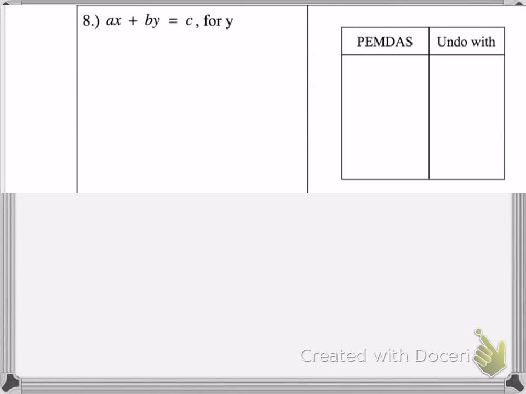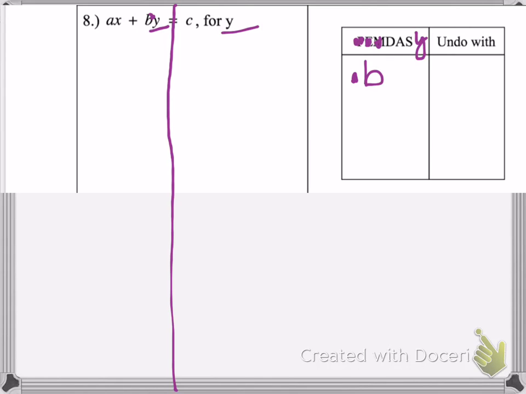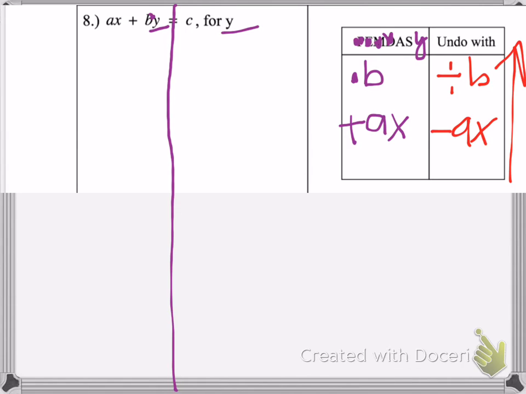Next, we're trying to solve for y. Again, this is an actual situation that's going to come up later on in the year. So what are we doing by the order of operations to y? Well, first we're multiplying y times b, and that's where we have our multiplication. Then, we don't have any division, we're adding ax. So we'll undo that in our order backwards. So minus ax and divide by b. Those are the inverse operations, and we go backwards.